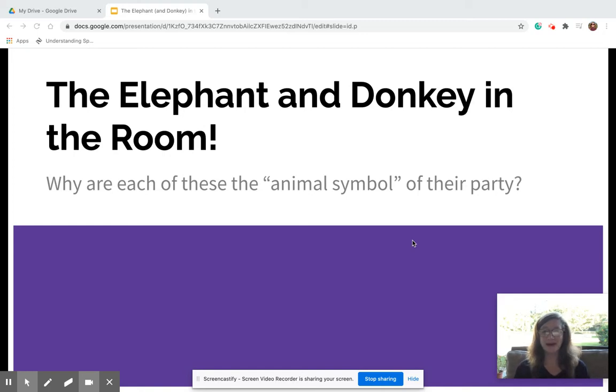Well, hey, I'm back outside enjoying this beautiful day. And I was sitting around thinking, as I probably do, to my husband's chagrin sometimes, I wonder if people really know where the Republicans got the elephant to symbolize their party and where the Democrats got the donkey to symbolize their party. So I thought, why not do a quick little lesson as we're in this election season?